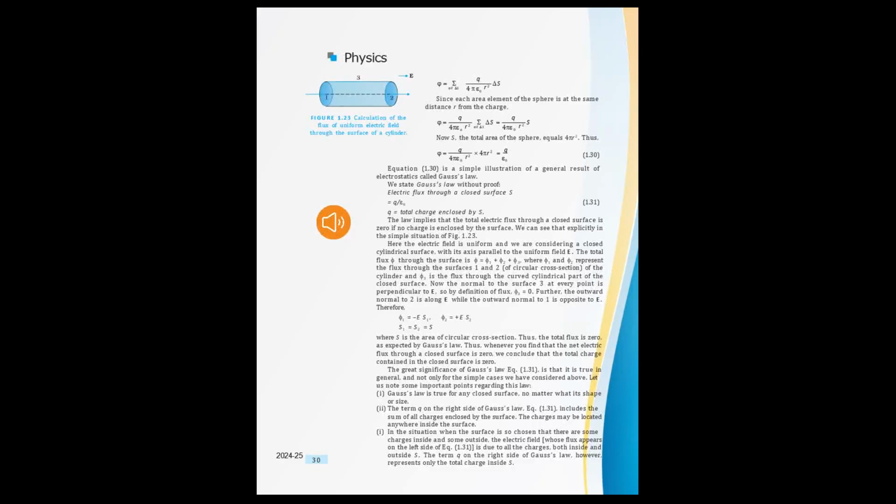In the situation when the surface is so chosen that there are some charges inside and some outside, the electric field, whose flux appears on the left side of the equation, is due to all the charges, both inside and outside S. The term Q on the right side of Gauss law, however, represents only the total charge inside S.